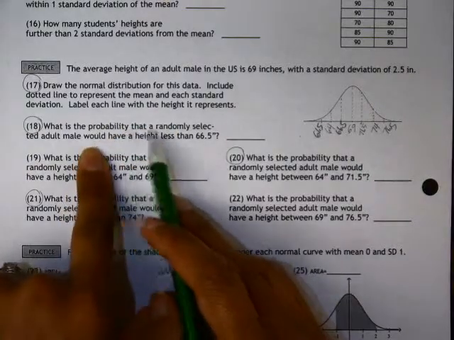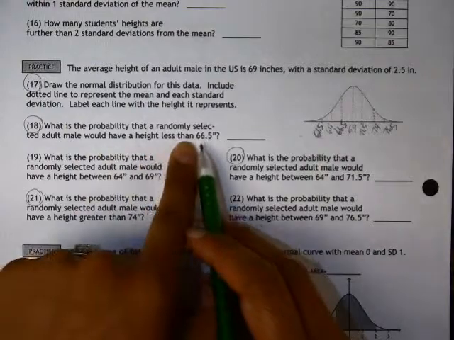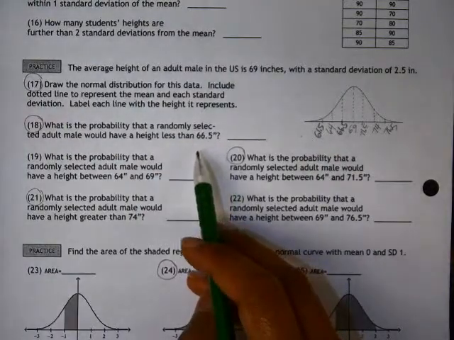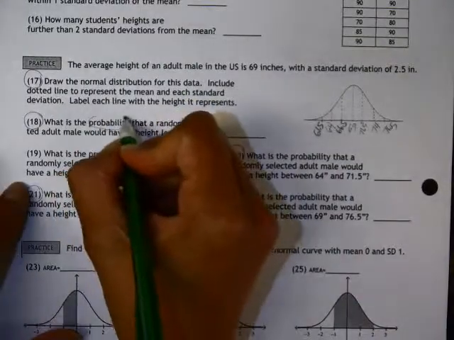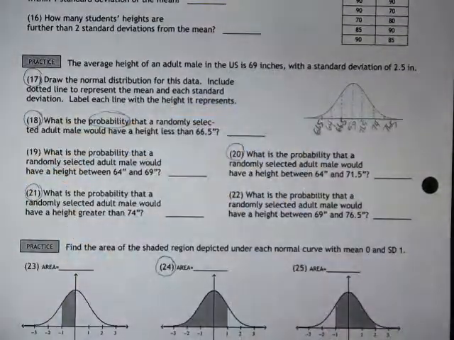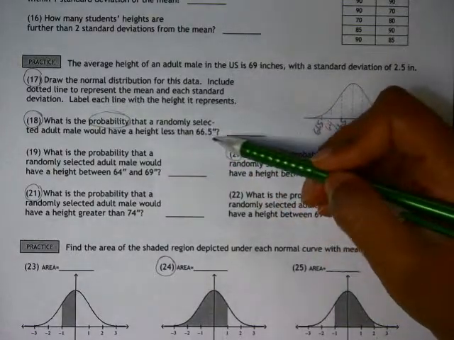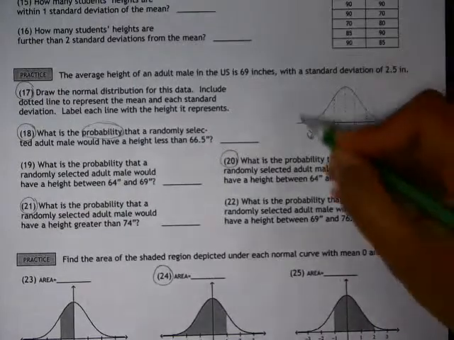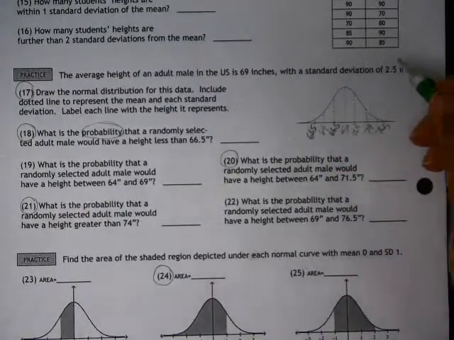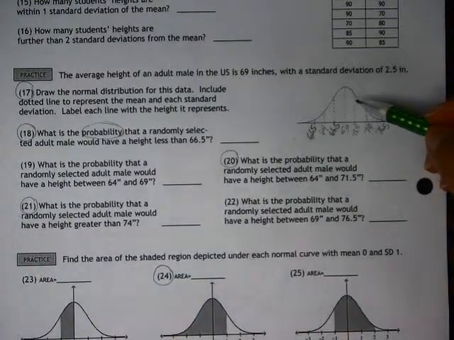In 18, what's the probability that a randomly selected adult male would have a height less than 66.5 inches? So when you're asked for probability, this is the same as asking for the percentage of men that have a height less than 66.5. So looking at this curve, it's good to always label the percentages that we came up with when we talked about the empirical rule in one of the earlier videos.